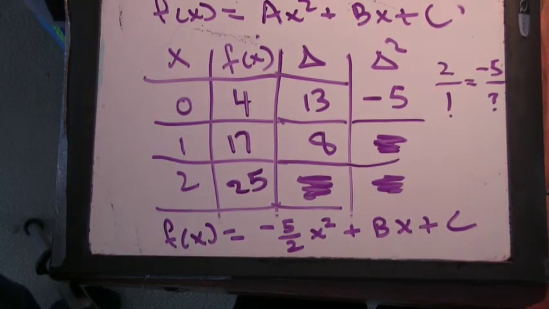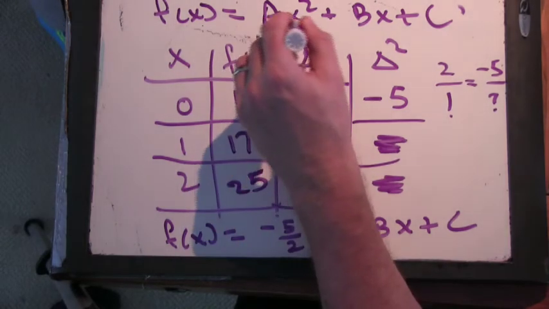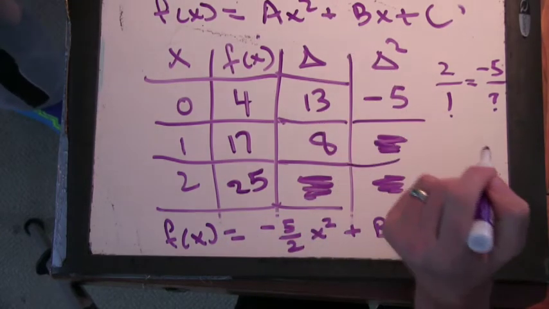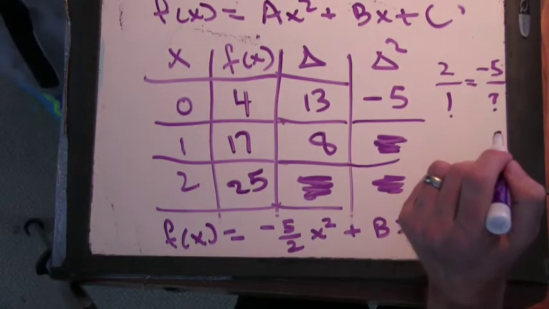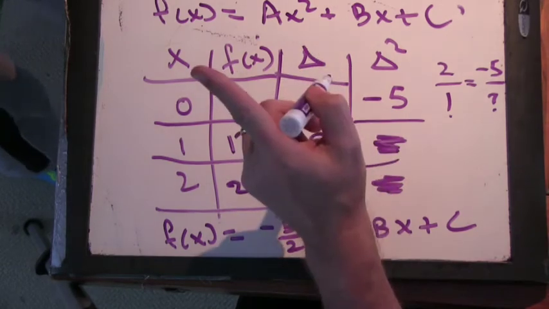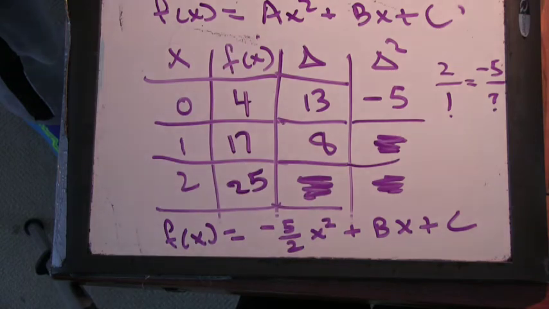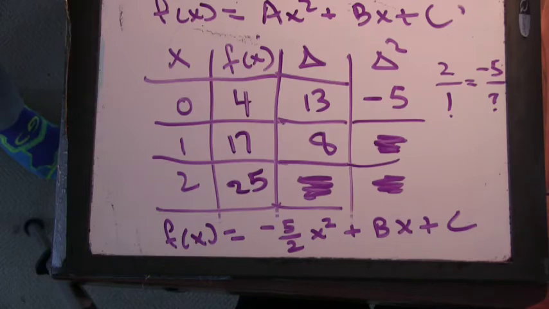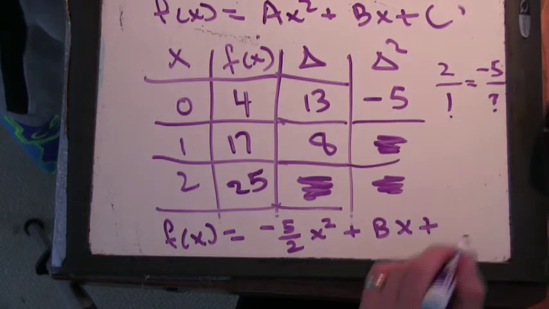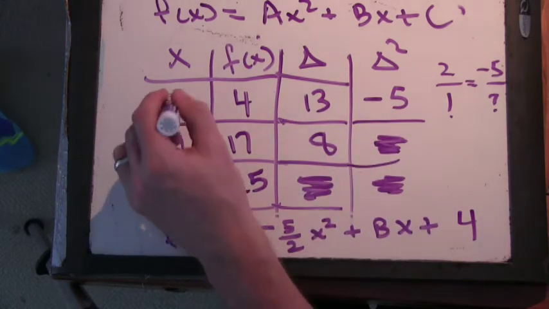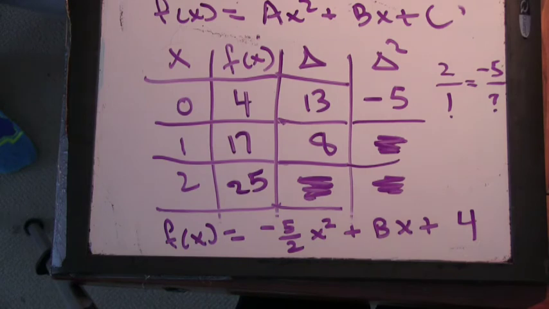So f of 0. If I plug in 0, I get 0 times a plus 0 times b plus c. 0 times a is 0, and 0 times b is 0. So f of 0 is just c. So c would be 4. From observing the delta squared, we get minus 5 halves, and from observing f of 0, we get c. Now we're just trying to find b. How do you think we can do that?